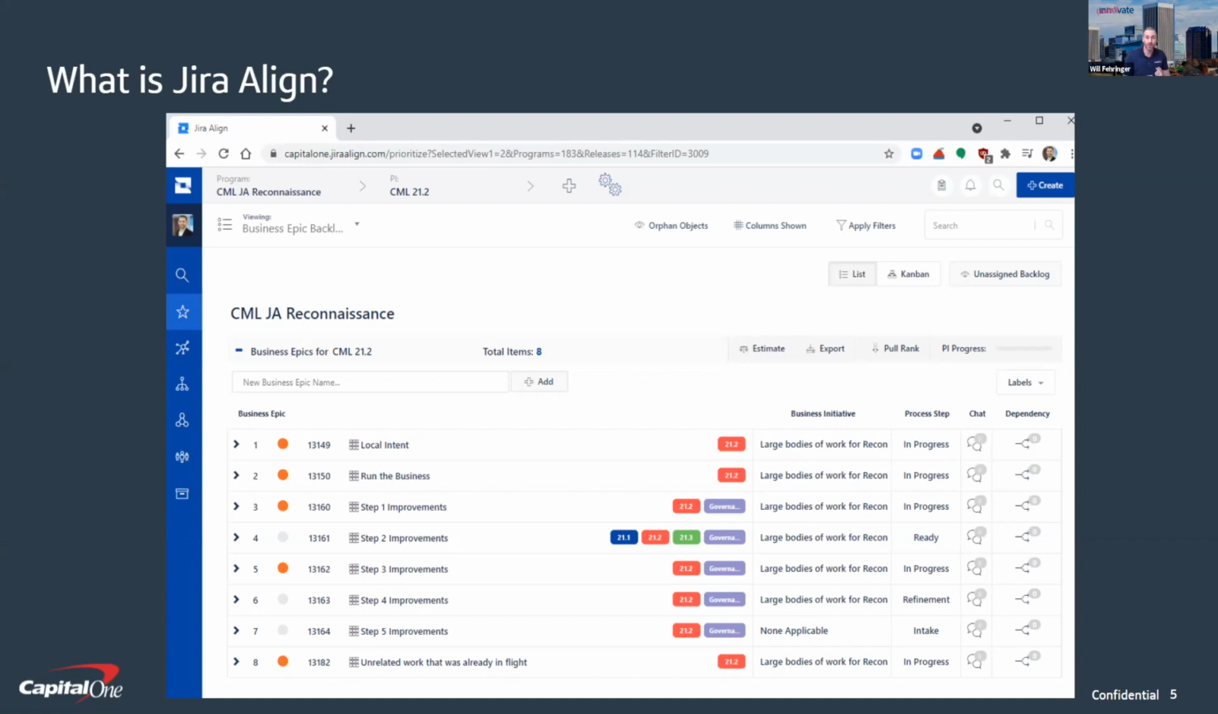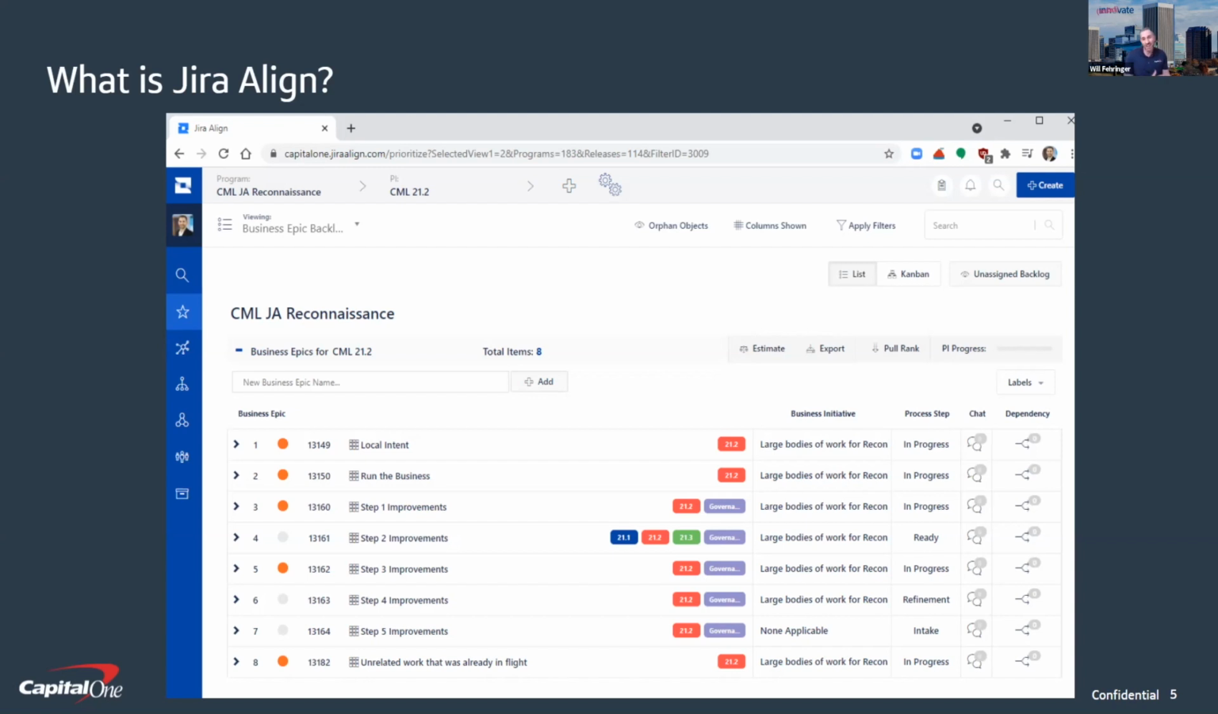Now, this reconnaissance portfolio is one of many portfolios that exist at this company. This is really typical for an enterprise SAFe implementation, where the enterprise contains many portfolios within it. So you can imagine that this parent company has other goods and services that other portfolios support.